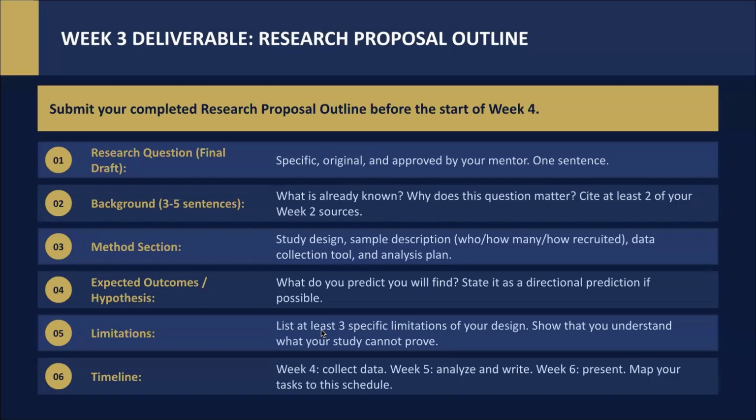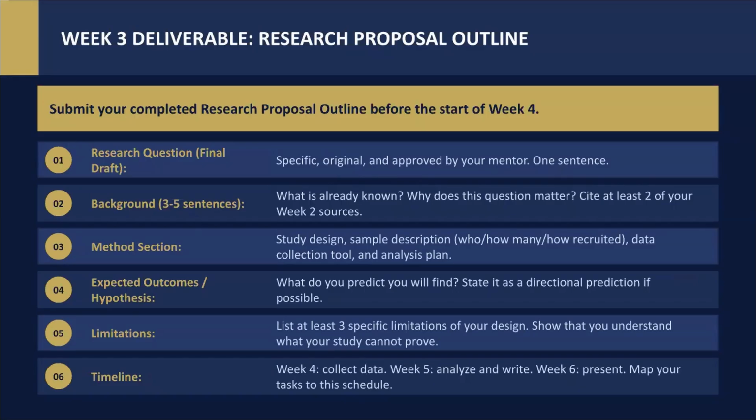So, week 3 deliverable: a research proposal outline. Submit your completed research proposal outline before the start of week 4. Number 1, research question: it should be specific, original, approved by your mentor, and 1 sentence long. Number 2, the background, 3 to 5 sentences. What is already known? Why does this question matter? Cite at least 2 of your week 2 sources.